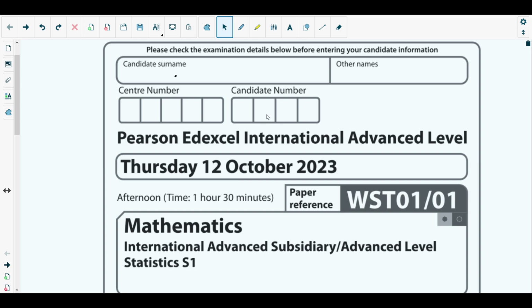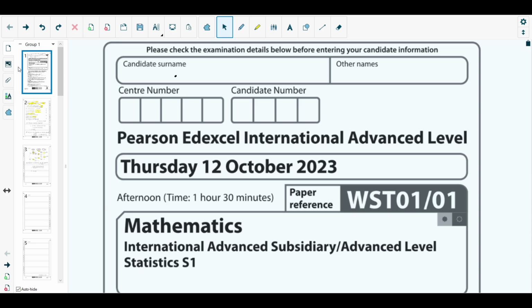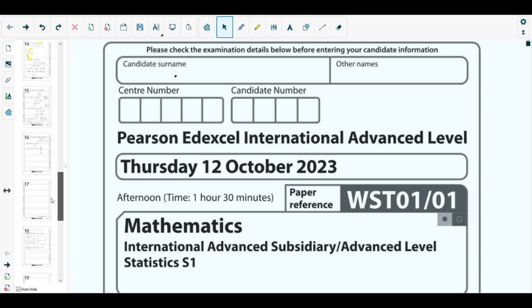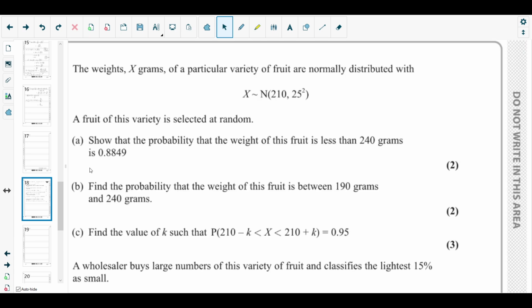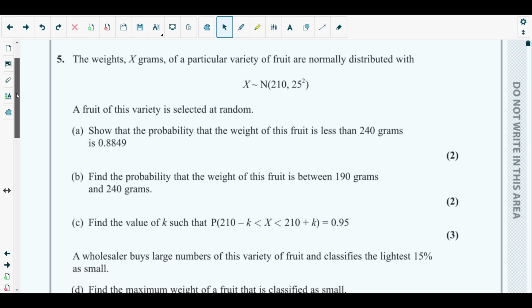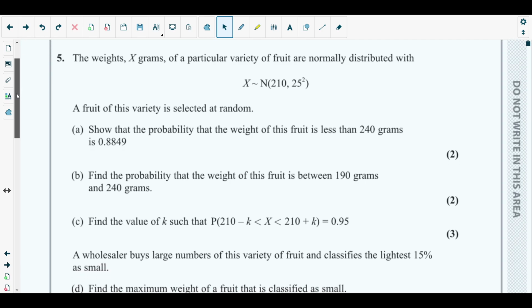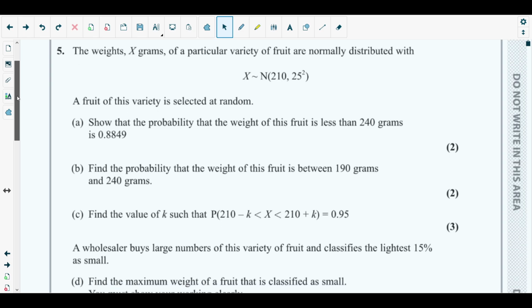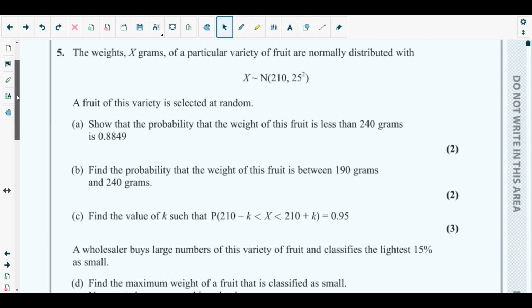In this video we will be solving the fifth question from the Statistics 1 October 2023 paper. Let's see what question number 5 is about. Basically, the concepts behind question number 5 are from normal distribution, which is discussed in chapter number 7, the last chapter of your Statistics 1 textbook. So let's get started with question number 5.